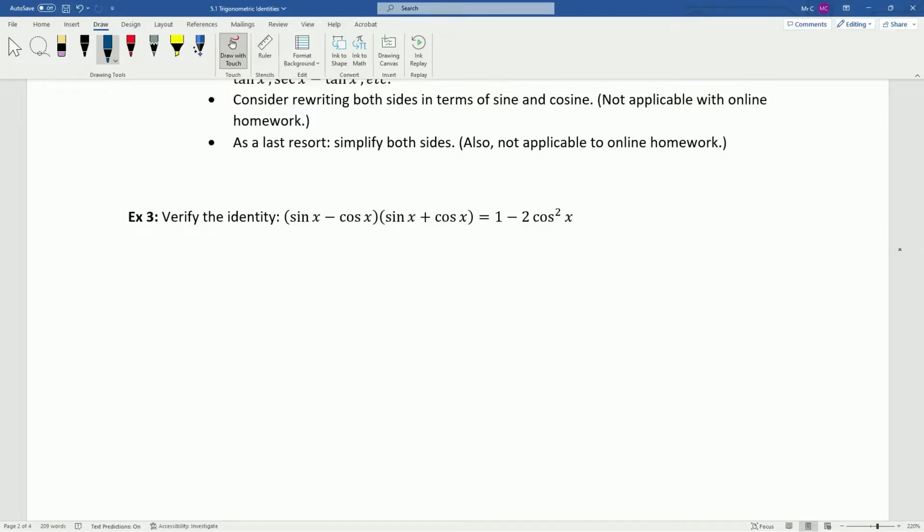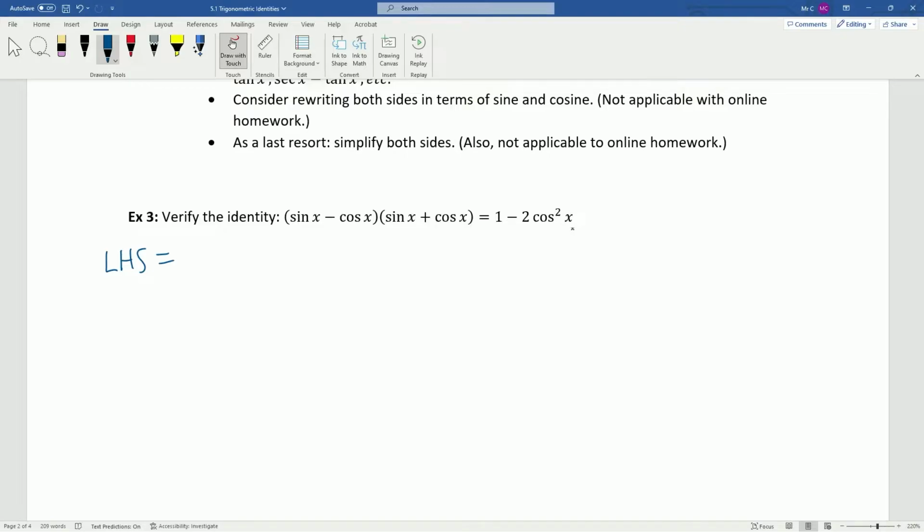So we're going to start with our left-hand side in all of these problems and see how we can manipulate towards the right-hand side. But I'm just trying to point out that that's not actually a rule or a requirement. You could start from the right-hand side and manipulate until you get the left-hand identity. But typically speaking, you'll be starting with the left-hand side for most problems you'll see. So, verify the identity. Sine of x minus cosine of x times sine of x plus cosine of x equals 1 minus 2 cosine squared of x.